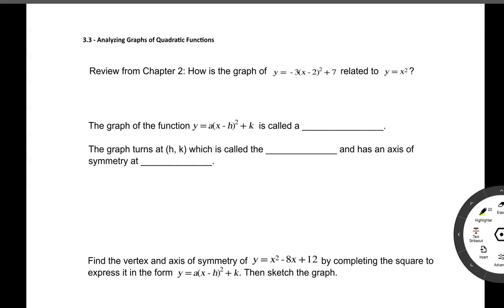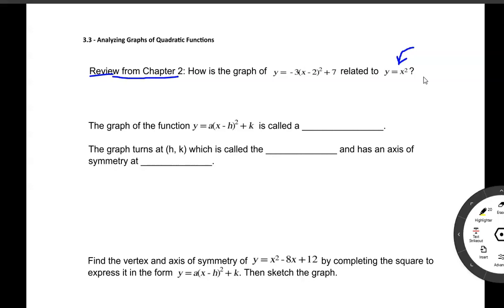Okay, this video is going to be on section 3.3, and we're going to dive deeper into graphing quadratic functions. So let's start with a little review here from chapter 2. You may remember that we learned that we could take one of our basic graphs, for example, y equals x squared. So that's a basic parabola. That's kind of our starting point whenever we're talking about quadratic equations.